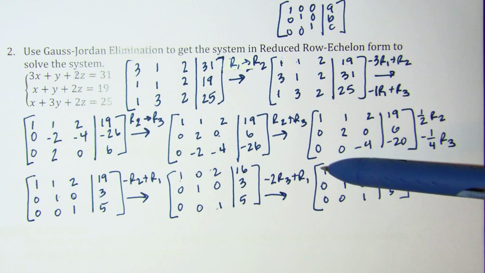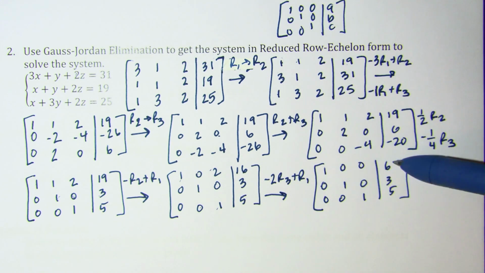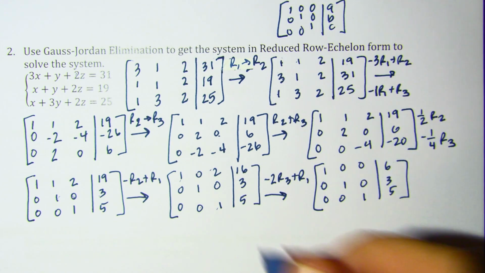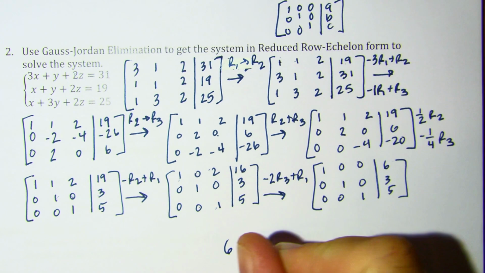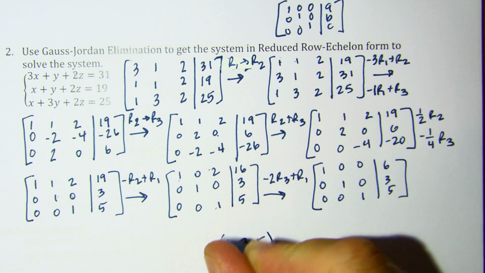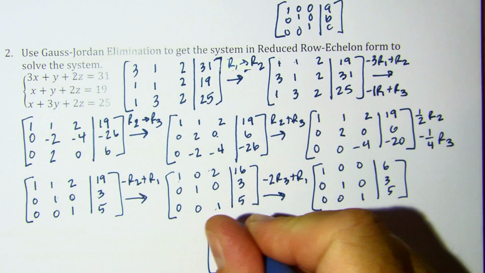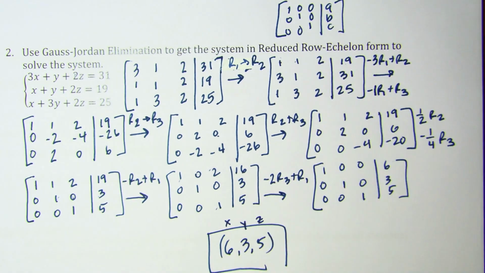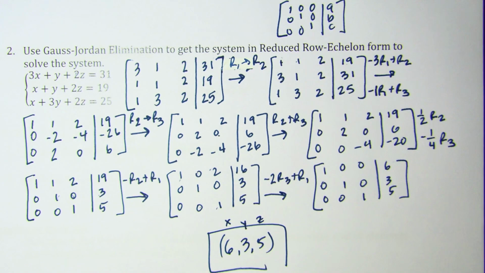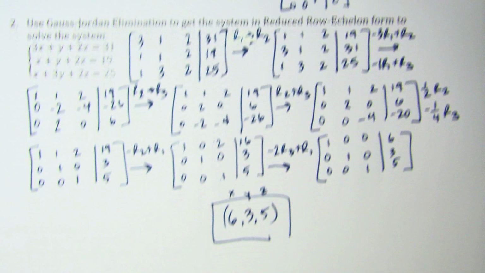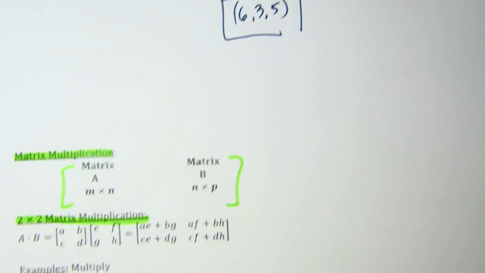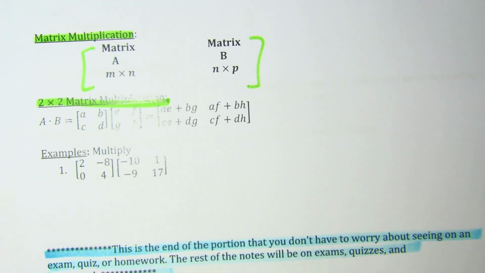0 is above, 0 is below, 1's on the diagonal. X equals 6, Y equals 3, Z equals 5 is our answer. Okay, so that's X, Y, and Z. So that is solving a system using matrices. Now again, you're not going to see that on a quiz or an exam, but it is helpful to just see how that works.